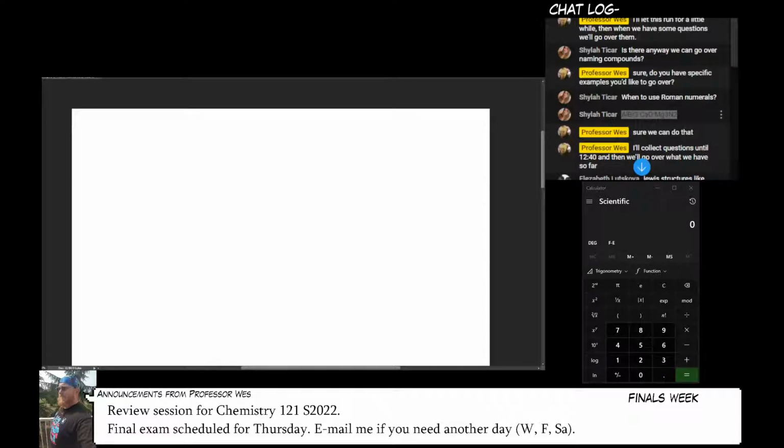All right, so this doesn't show up when I highlight it and click elsewhere, so let me fix that. So we're going to name compounds with Roman numerals. And, of course, my Photoshop is going to be all slow and sluggish. Let's see here. Oh, you know what it'd be better to do? Let's do it this way. So, when do you use Roman numerals?